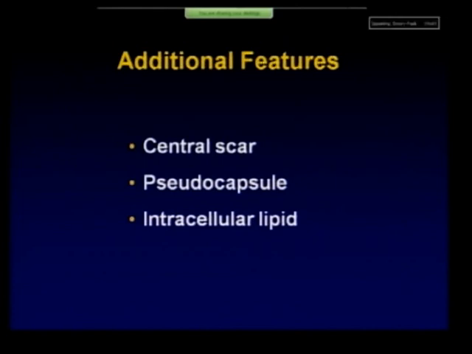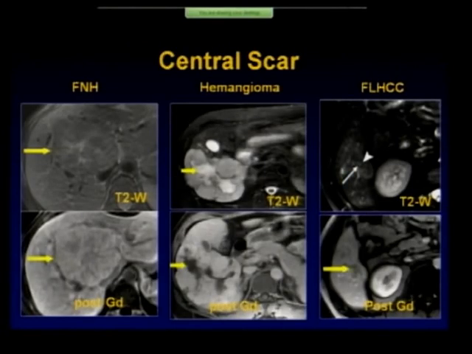So additional features in lesions that can confuse us or sometimes can help us are a central scar, pseudocapsule, and intracellular lipid. Lesions that commonly depict a central scar are FNH, hemangioma, and fibrolamellar hepatocellular cancer.